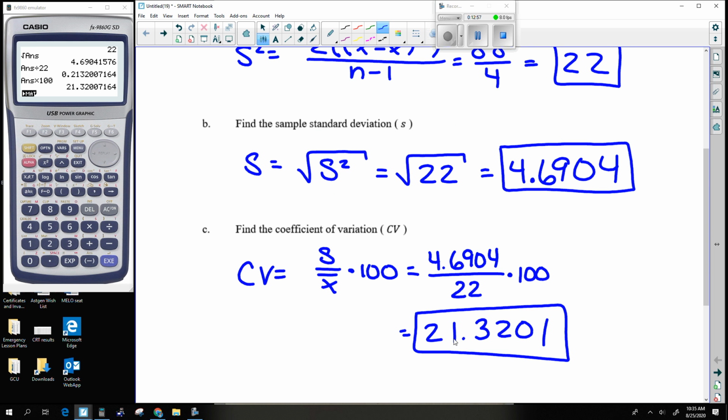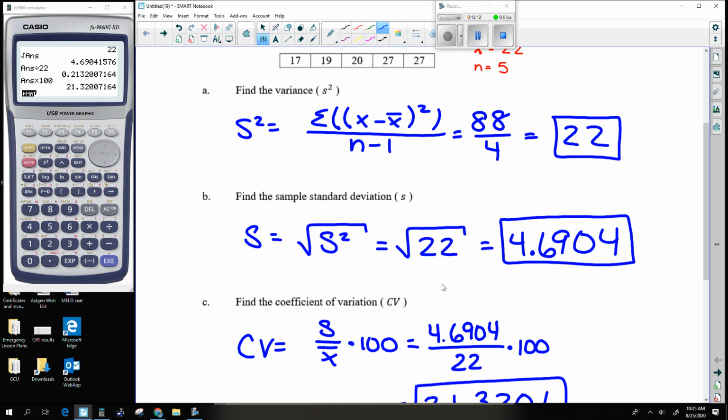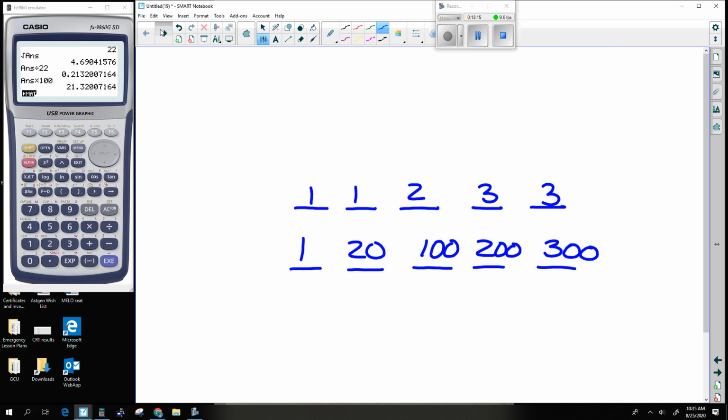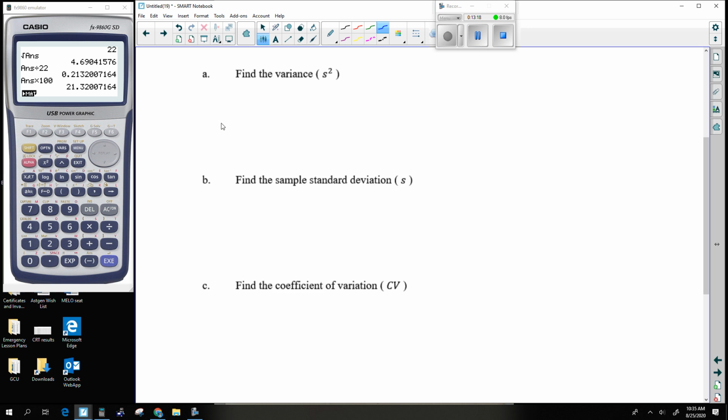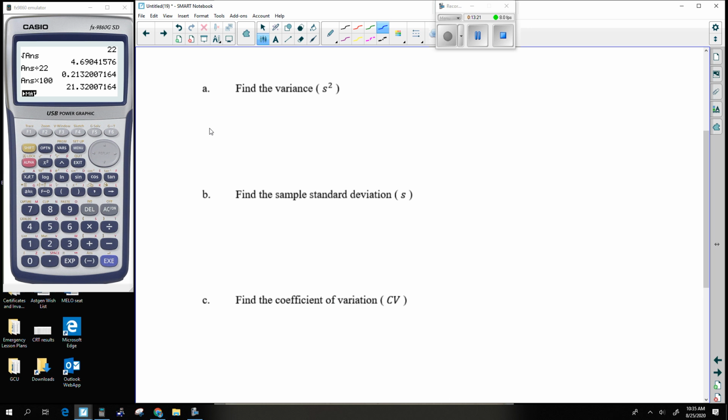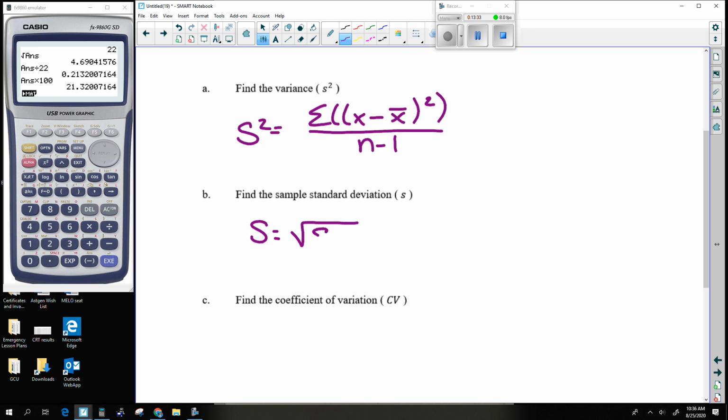So the bigger the coefficient of variation is, the bigger the general size of the standard deviation. So the bigger this is, the numbers are really far apart from each other. The smaller this is, the numbers are really, really close to the average. Anyways, I digress. Again, the easiest way to get these problems done is to know the formula. So S squared is equal to the sum, double open, X minus X bar, close squared closed, over N minus 1. S is just the square root of S squared. And then the coefficient of variation is S divided by X bar times 100.